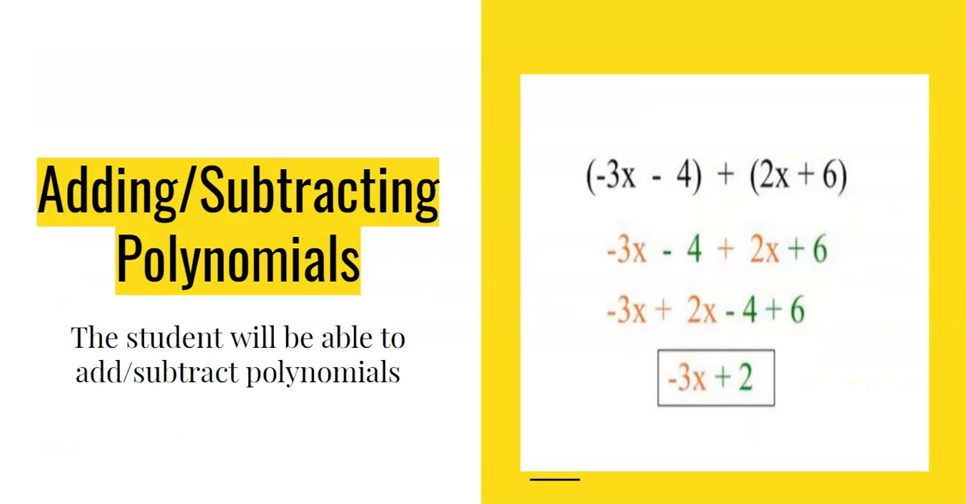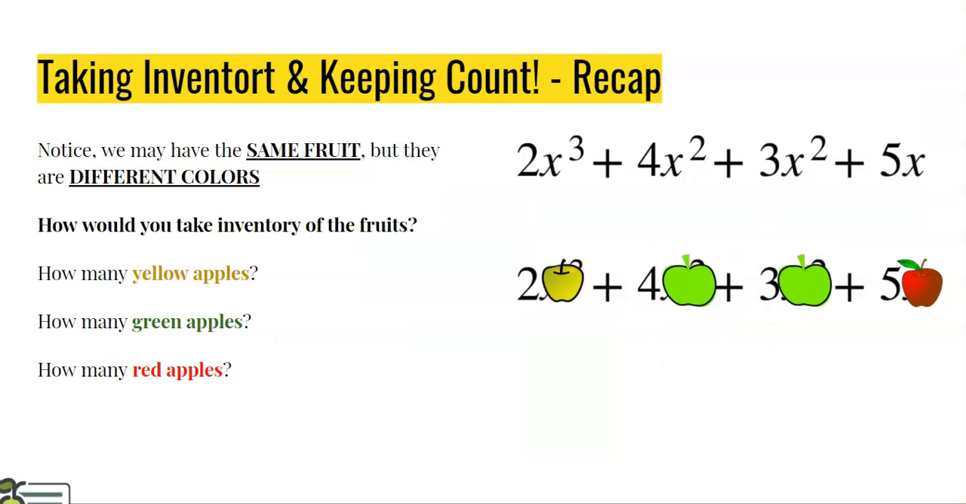Now actually getting into the lesson, adding and subtracting polynomials. So students will be able to add or subtract polynomials. In part 1, we kind of went over basic algebraic rules. Now we're actually going to apply them in this scenario. Similar to how we did in part 1, we related polynomials to fruit. So my x cubed, you notice, is my yellow apple, my x squares are my green apples, and the x's by themselves are my red apples.